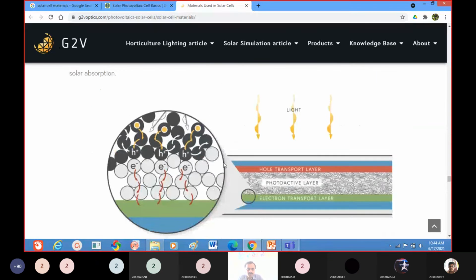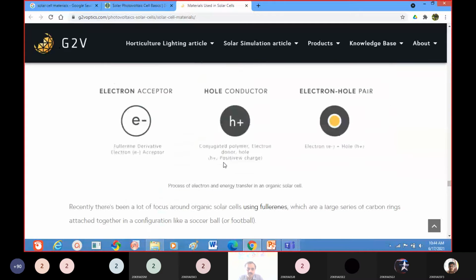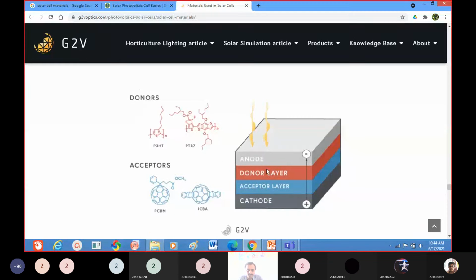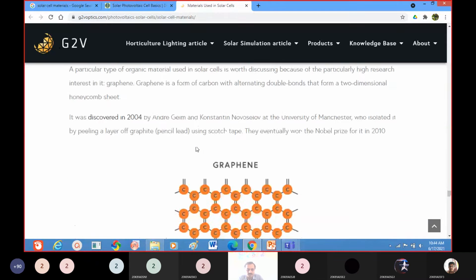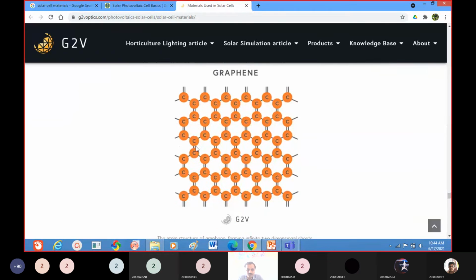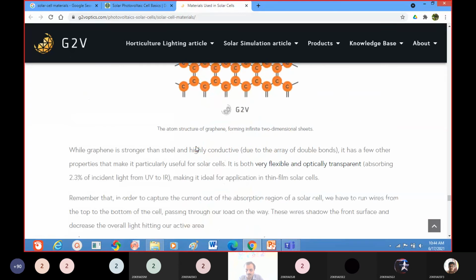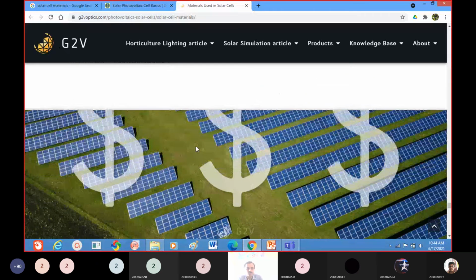Organic solar cells: by using organic materials we can prepare solar cells, that is the organic solar cells. So these are donors and acceptors. These are the organic materials, P3HT, PTB, B7. And graphene solar cells. So this is the graphene structure. Graphene is also used as a solar cell material. So this is about some different types of solar cells.